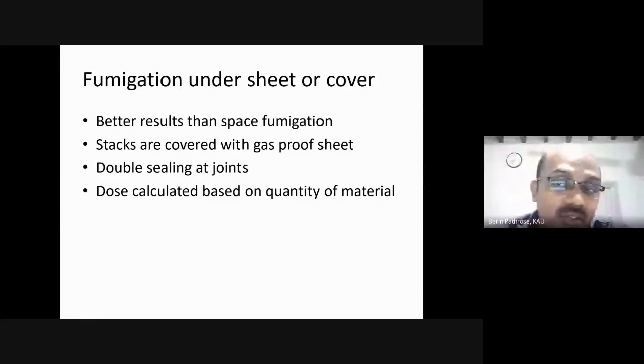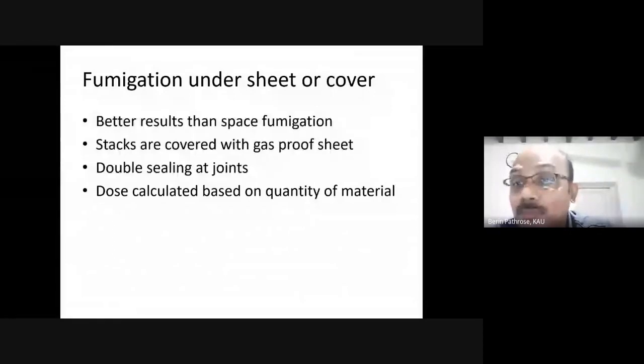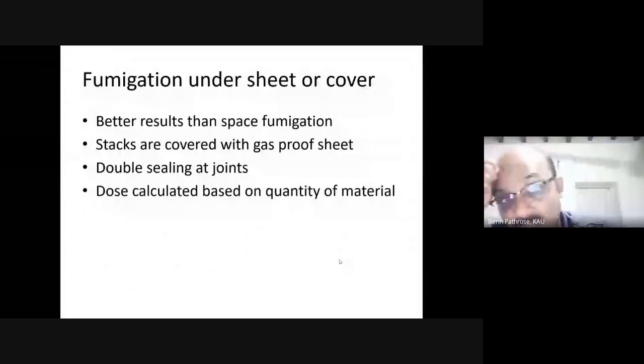Here, the dose will be calculated based on the quantity of the grain stored, not on the volume. That is one difference. In space fumigation, we are fumigating the entire room. In fumigation under sheet or cover, we are fumigating only the grain. We will be covering it to make it airtight. So the dose will be calculated based on the quantity of the grain which we are fumigating. That is the difference between space fumigation and fumigation under sheet or cover.